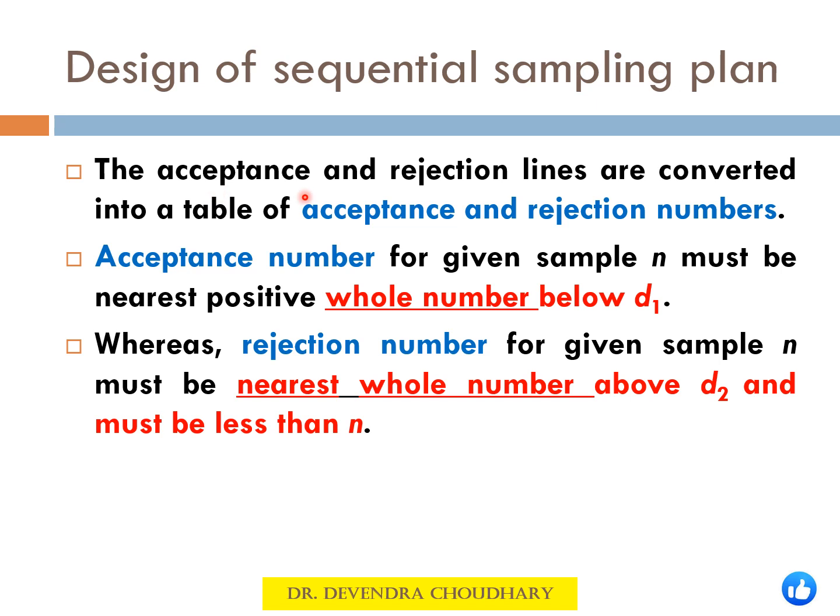Now the acceptance and rejection lines are converted into a table of acceptance and rejection numbers, so that one can compare it with multiple sampling plans. Acceptance number for given sample n must be the nearest positive whole number below D1. So we want to convert the previous acceptance and rejection line into acceptance and rejection numbers.